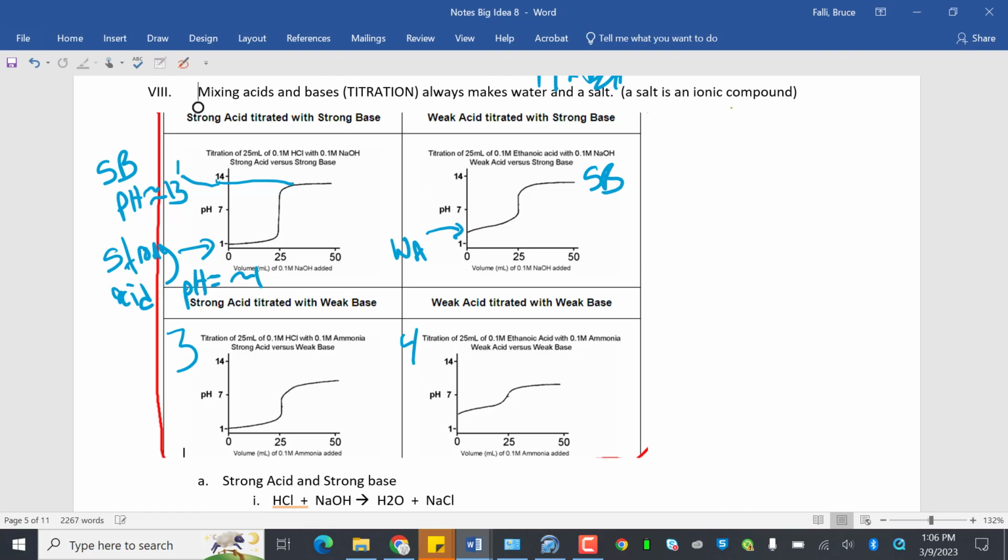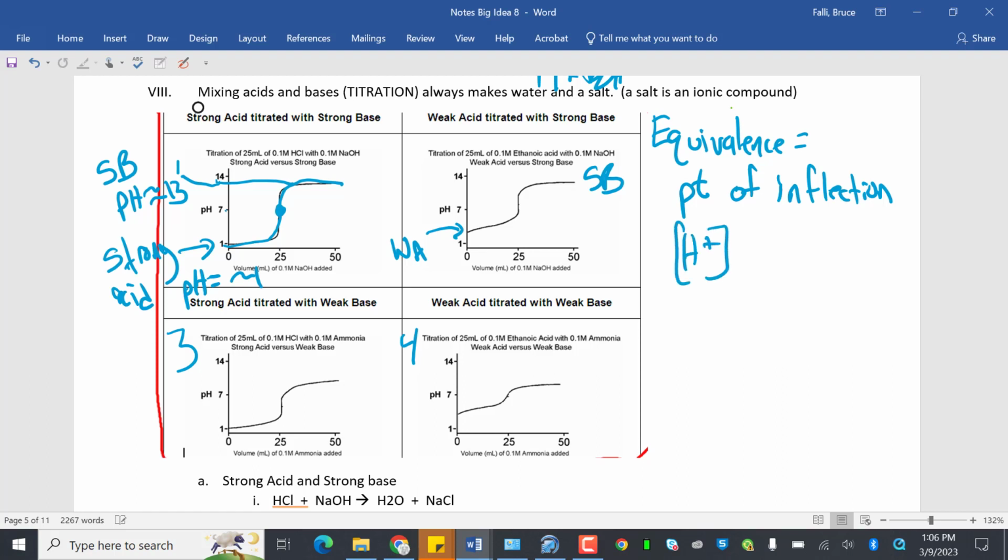When you titrate acids and bases, you want to make sure you can explain why. When I have a pH equal to 7, there's the point of inflection, concave up changing my concavity. This is my point of inflection. So equivalence equals the point of inflection, and it also equals H positive concentration equals OH negative concentration.